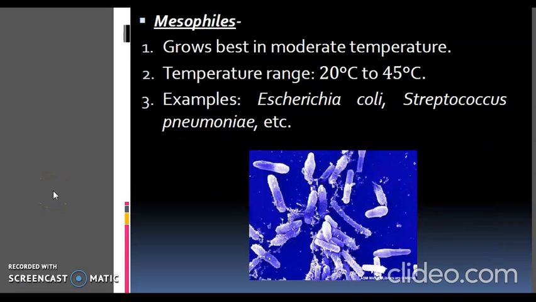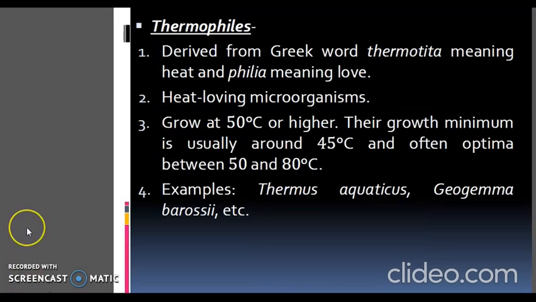Mesophiles. Most microorganisms, including all human pathogens, fall in this category and the examples include E. coli, Streptococcus pneumoniae, and they grow best in moderate temperature, that is between 20 degrees Celsius to 45 degrees Celsius. Thermophile is derived from the Greek word thermotita meaning heat and philia meaning love. They are heat-loving microorganisms.